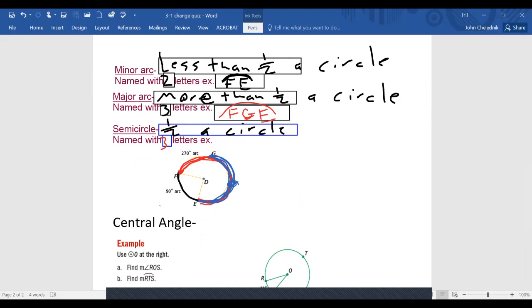But if we go the other way, let me use a different color here. We'll go green. If we want to talk about this semicircle, we can call that arc GFE.